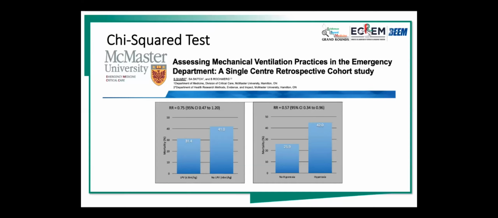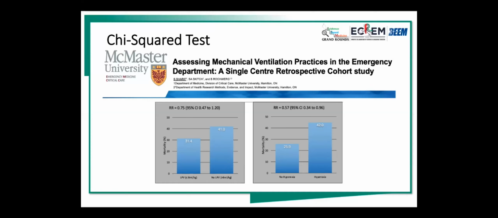Now let's look at the same test done on the right, but looking at hyperoxia and mortality. We found that if you did not have hyperoxia, your mortality was 25.9%, and with hyperoxia, your mortality was 42%. The relative risk there was 0.57, so a relative risk reduction of 43%. And you can see the confidence intervals there of 0.34 to 0.96, indicating that this is a statistically significant result.